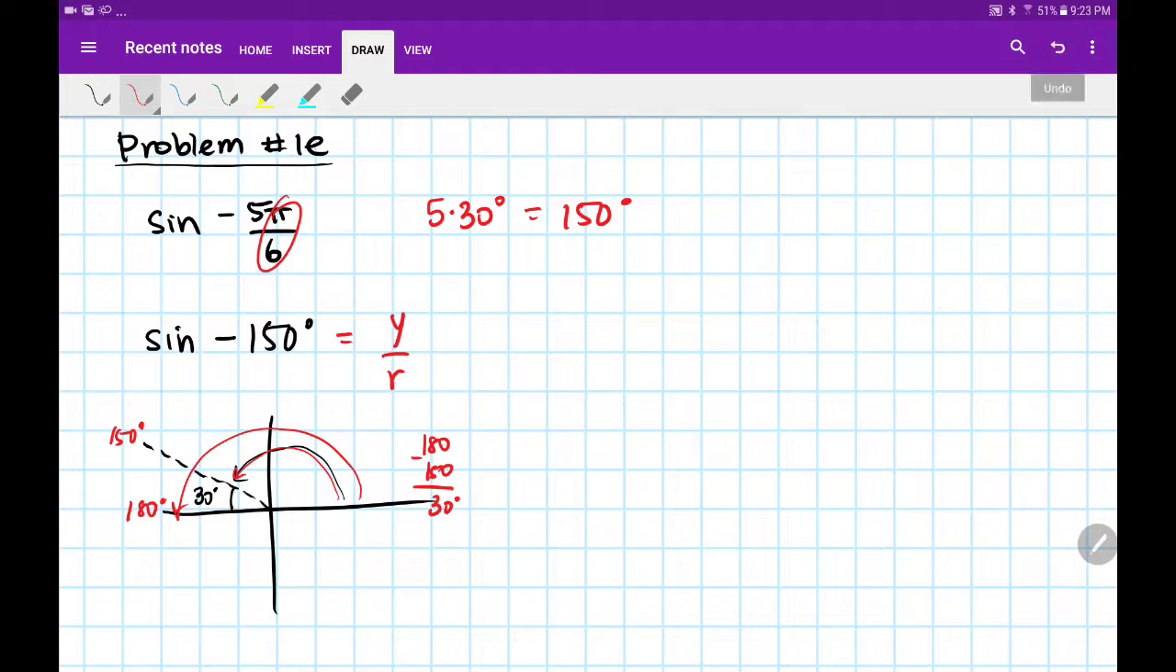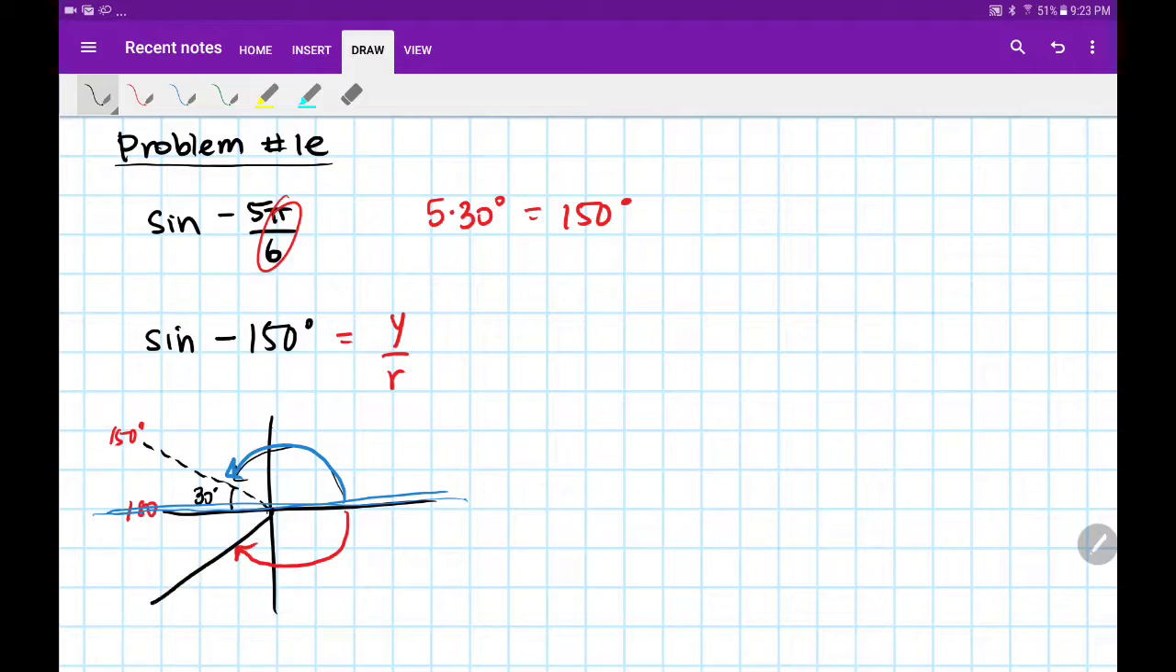So a lot of students will make the mistake of just carelessly drawing positive 150 degrees, when what they really should be drawing is the flipped image of that. If 150 degrees takes me here, then negative 150 degrees will take me exactly right here.